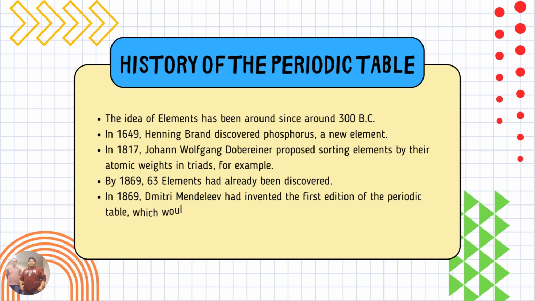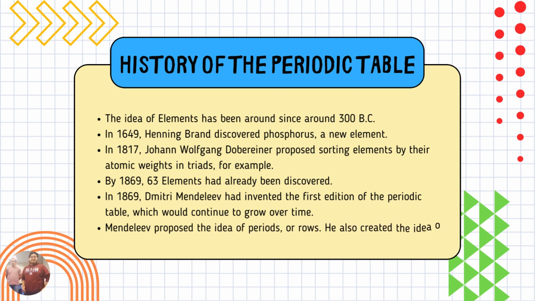In 1869, 63 elements have been discovered. Wow. In the same year, Dmitry Mendeleev also invented the first edition of the periodic table, which we all know.